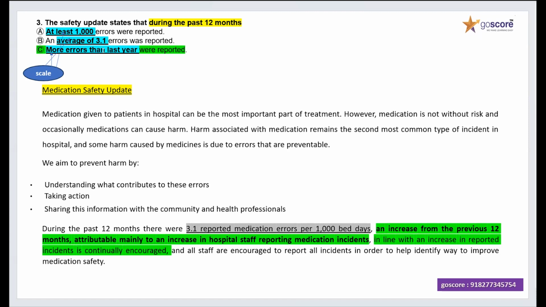Here, more errors than last year were reported. They have mentioned here, right? An increase from the previous 12 months. That means last year. 1 year is 12 months, right? So an increase from the previous 12 months attributable mainly to an increase in hospital staff reporting medication incidents in line with an increase in reported incidents is continually encouraged. So more errors than last year were reported. Correct. Yes.